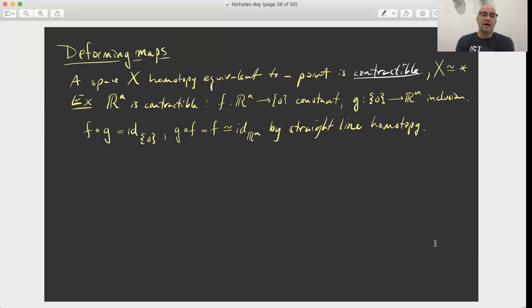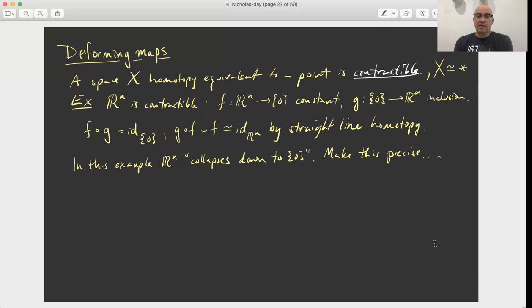Okay, so f composed with g, well, the domain and range of that is just the one point set 0. So clearly that map is the identity. If I go the other way, if I do g composed with f, so first I do f and then I include the origin back into Rn, well, that's really just the same thing as the map f. And now we can think about f as a map from Rn to Rn, and we know any two maps are homotopic. So in particular, f is homotopic to the identity using the straight line homotopy.